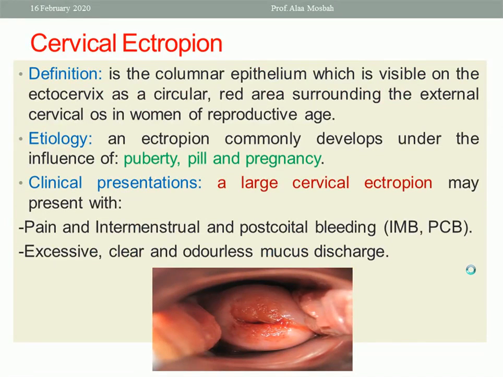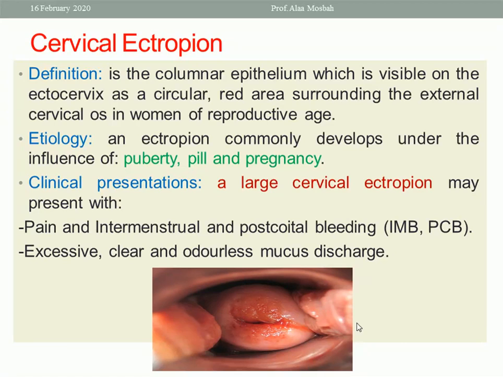Cervical ectropion can be defined as columnar epithelium which is visible on the ectocervix as a circular red area surrounding the external cervical os in women of reproductive age. In this picture, this is the cervical ectropion, the red circular area around the external os. An ectropion commonly develops under the influence of puberty, oral pills, and pregnancy due to fluctuation in the hormones.